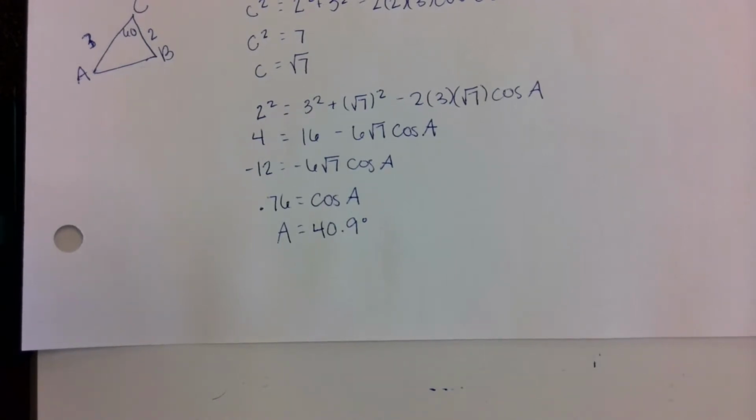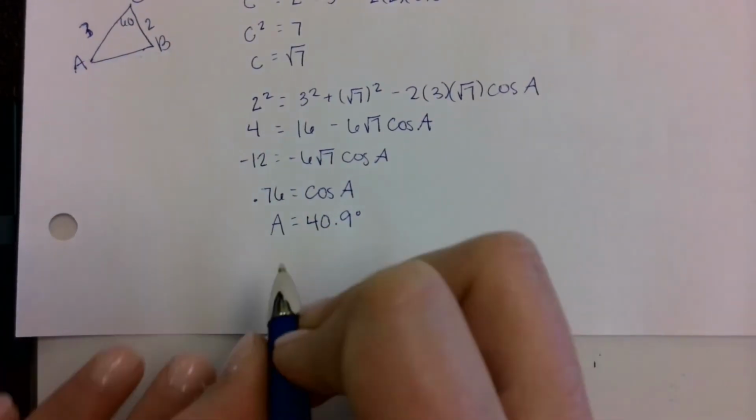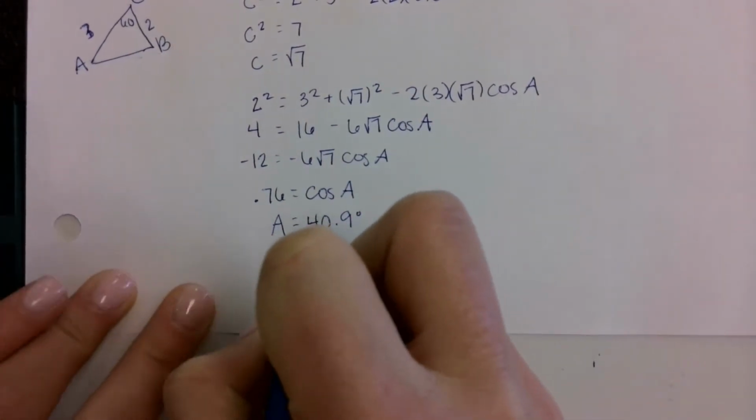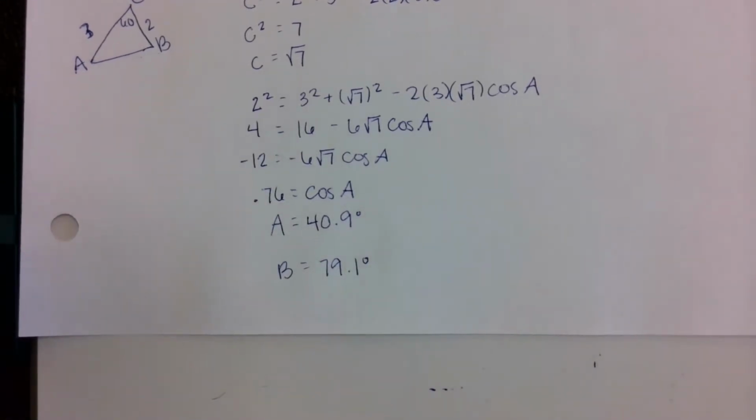So we still need to find angle B. How could we do that? Just subtract from 180, right? So you already have 60, and then we got 40.9. So when you subtract all those from 180, what do we end up getting? 9.1. Is that okay? Questions?